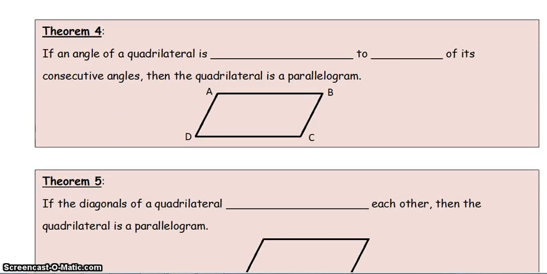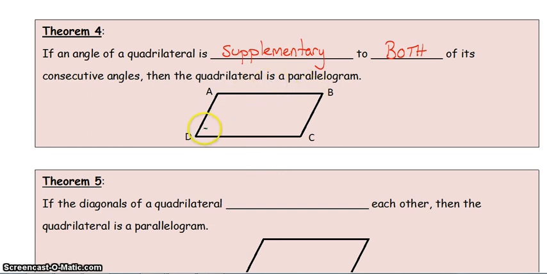There are 2 other ways that we can prove this, though. First is Theorem 4. If an angle of a quadrilateral is supplementary to both of its consecutive angles, then the quadrilateral is a parallelogram.